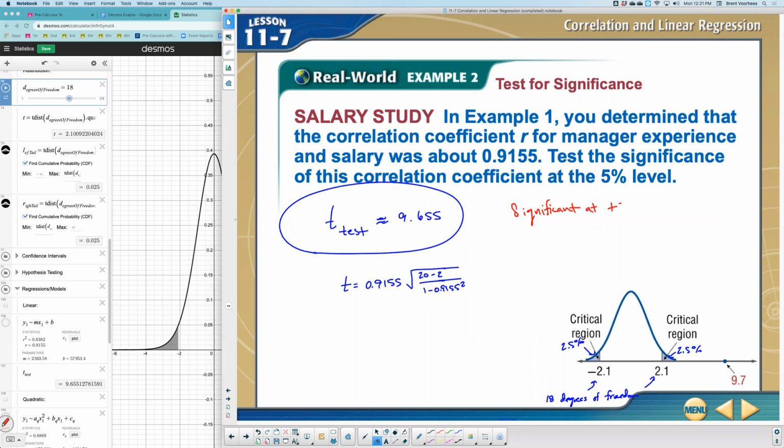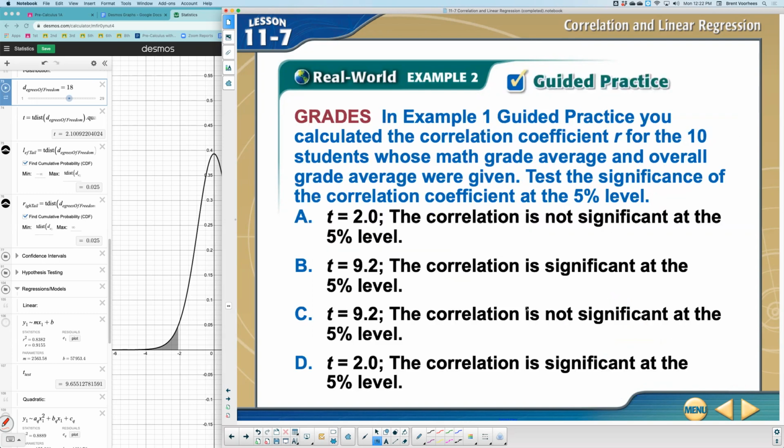This is significant at the 5% level. And I should say, since the t-test is greater than 2.1, the correlation is significant. The correlation is significant at the 5% level. Okay, so now when you go through this one, if your value falls within the critical region, it is significant. And if it's not in the critical region, then it's not significant.